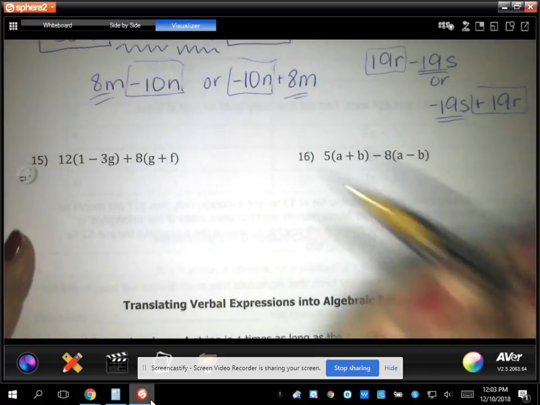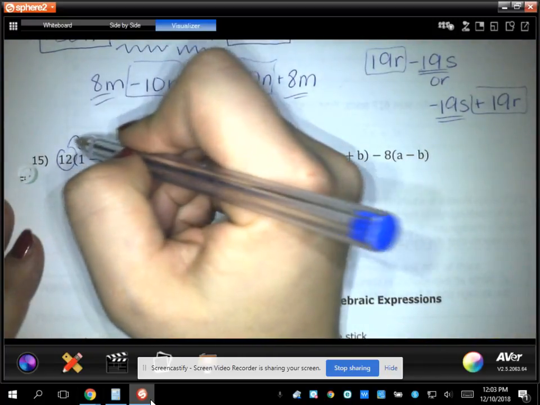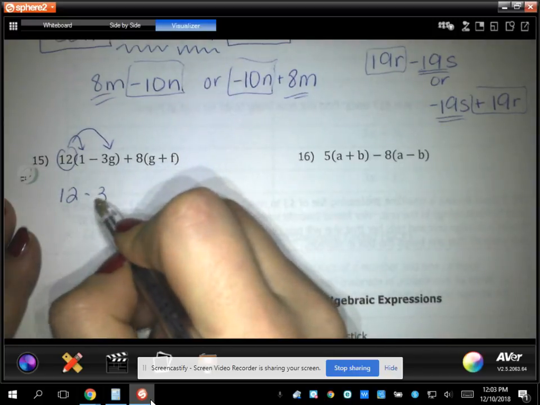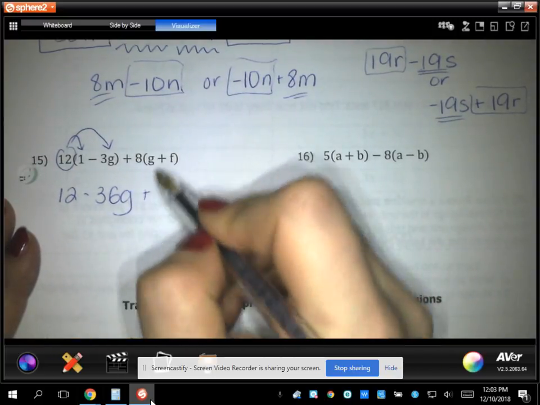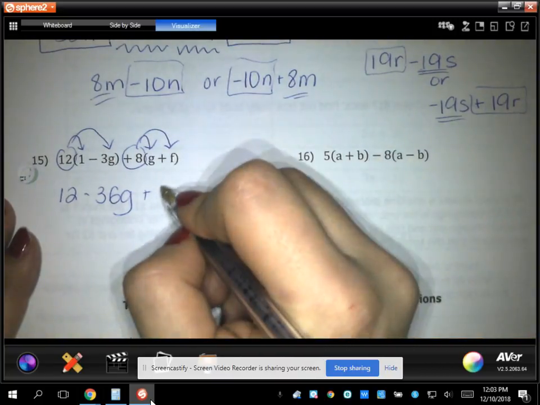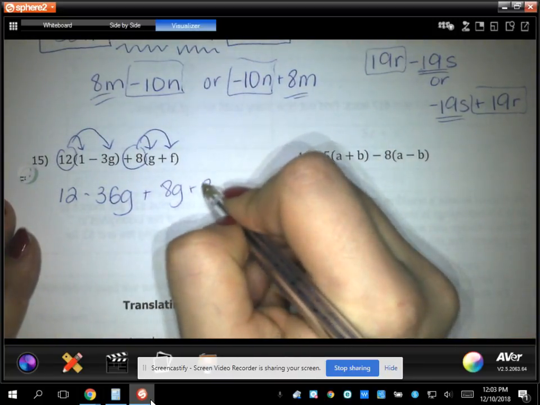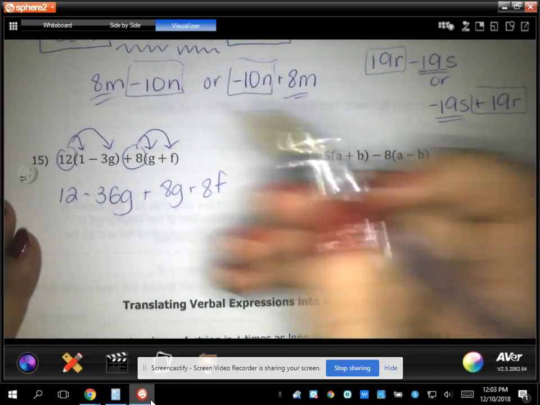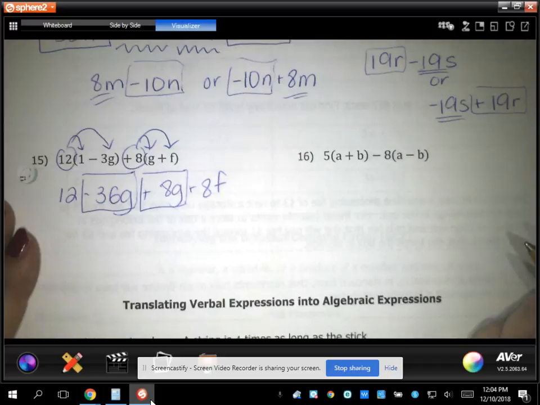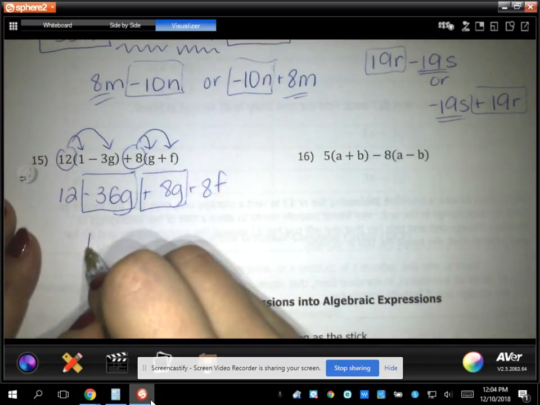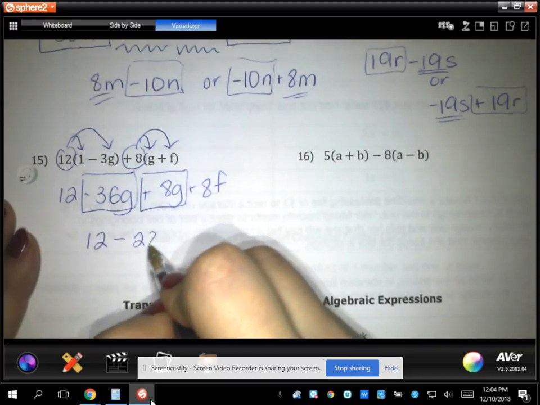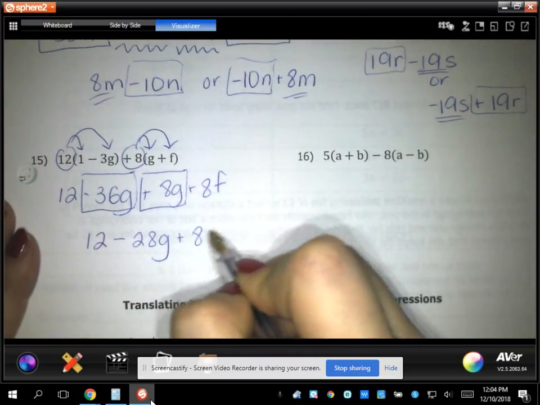All right, for this one, I'm going to take my 12 and I'm going to multiply it by each term inside the parentheses. So it's going to be 12 minus 36g plus, I'm going to take my 8, multiply by everything inside those parentheses, 8g plus 8f. And the only thing I can combine are the two terms that have g. So this is going to be 12 minus 28g plus 8f.